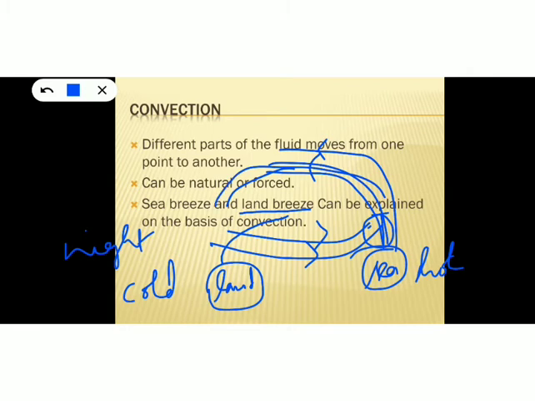So this process goes on like a cycle, and here the cold air flows from land to sea. This is land breeze. So sea breeze occurs during daytime and land breeze occurs during night time, and it is explained on the basis of convection.